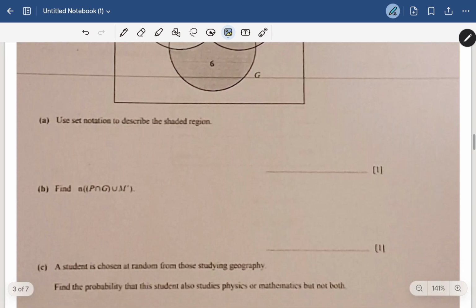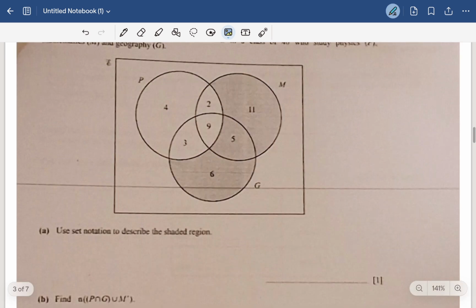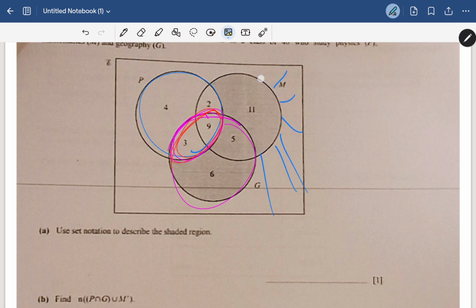Now, if we go down, they told us to find the number of P intersection G union M complement. P intersection G. Where is P? Where is G? This is P. This is G. And this is their intersection over here. I will color it in red. Okay? Now, they need it in union with the complement of M. So that means, let's find first of all the complement of M. The complement of M is everything except M.